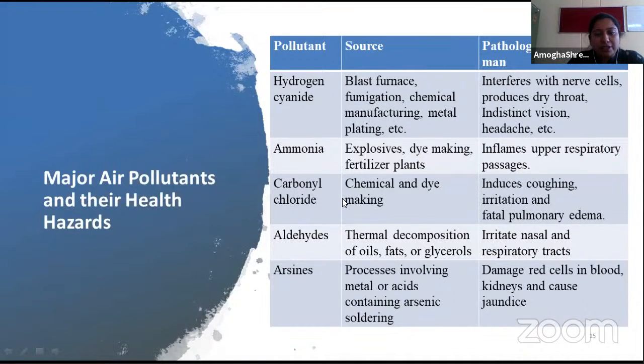Next is carbonyl chloride. It is from chemical and dye making plants. It mainly induces coughing, irritation, and fatal pulmonary edema. Aldehydes, this is from thermal decomposition of oil, fats, and glycerol. It mainly irritates the nasal and respiratory tract. Then arsine, it is from processes involving metals or acids containing arsenic, and soldering. It damages red cells in the blood, the kidney, and also causes jaundice.